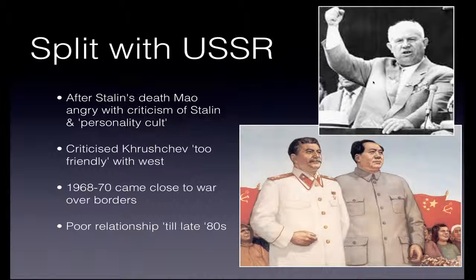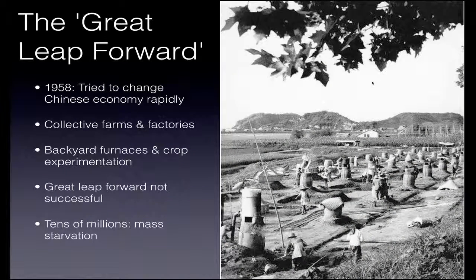Of course, it didn't collapse in China. So let's look at the Great Leap Forward. This started in 1958, and it was an attempt by Mao to change the Chinese economy rapidly, to industrialize this largely agricultural nation. And they did that with things called collective farms, so no more small farms run by individuals. People have to come together in the big district and run collective farms together, and factories.